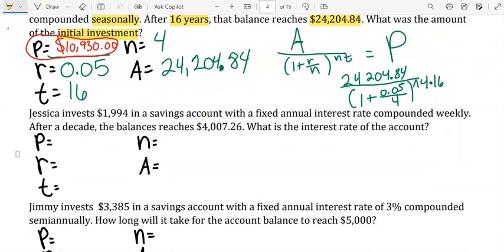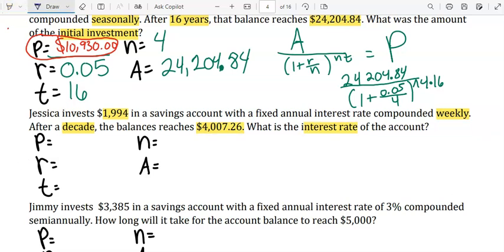Alright, the next one. Jessica invests $1,994 in a savings account with a fixed annual interest rate compounded weekly. After a decade, the balance reaches $4,007.26. What is the interest rate of the account?